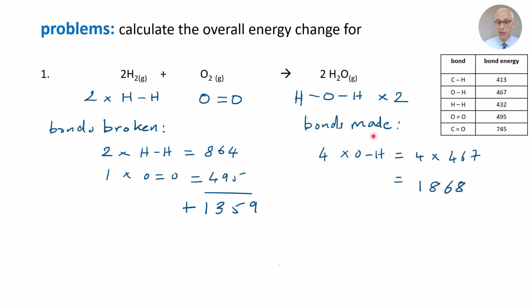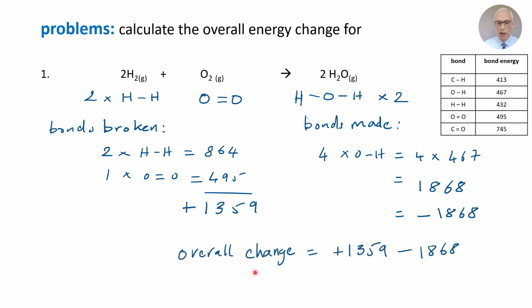And then the bonds made, well, in total, I've got 4 oxygen-hydrogen bonds, 2 in each water molecule, but 2 moles of water molecules. So 4 moles of oxygen-hydrogen covalent bonds. 467 is the bond energy value, multiplied by 4 comes to 1868. But we are making bonds, so I give that a negative sign.